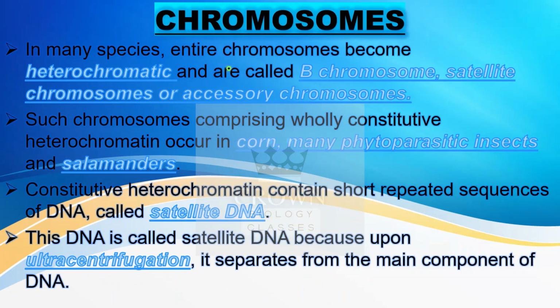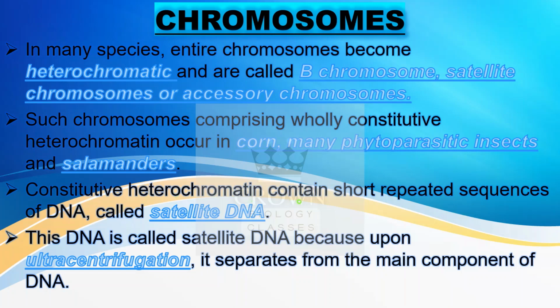In many species, entire chromosomes become heterochromatic, and those chromosomes are called B chromosomes, satellite chromosomes, or accessory chromosomes. Such chromosomes comprising wholly constitutive heterochromatin occur in corn, that is maize, many phytoparasitic insects and salamander, that is an amphibian. So these are the examples where the entire chromosomes become heterochromatic.